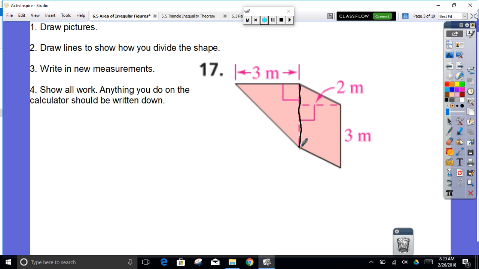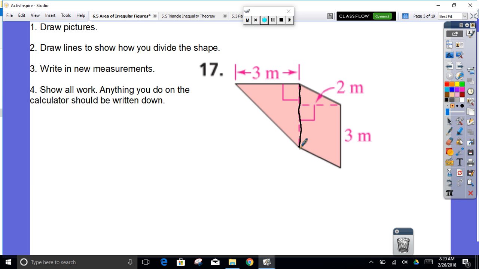Parallelogram. Yeah, I think I heard a trapezoid in there. It can't be a trapezoid because trapezoids have exactly one pair of parallel lines. They can't have two. So parallelogram has two sets of parallel lines, the vertical lines and the more diagonal lines there. All right, so we're going to write in any new measurements. For our parallelogram, we have a base of 3, a height of 2, so there's nothing to write in there.